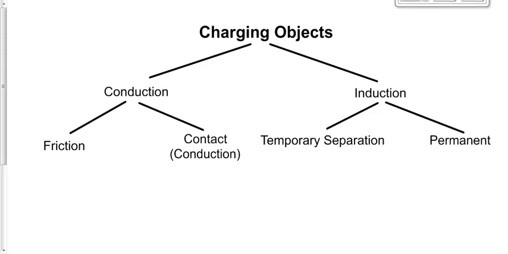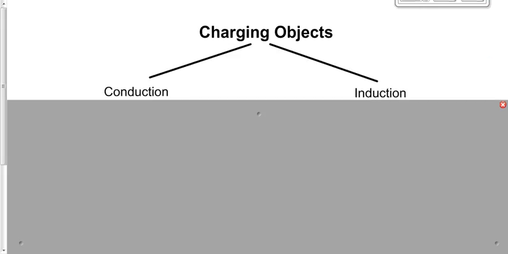I want to talk about how to charge objects, give objects a positive charge or a negative charge. Let me tell you first that we break it down into 2 categories of charging, 2 ways to charge objects. One is called conduction, and one is called induction. Conduction always involves a charge transfer.